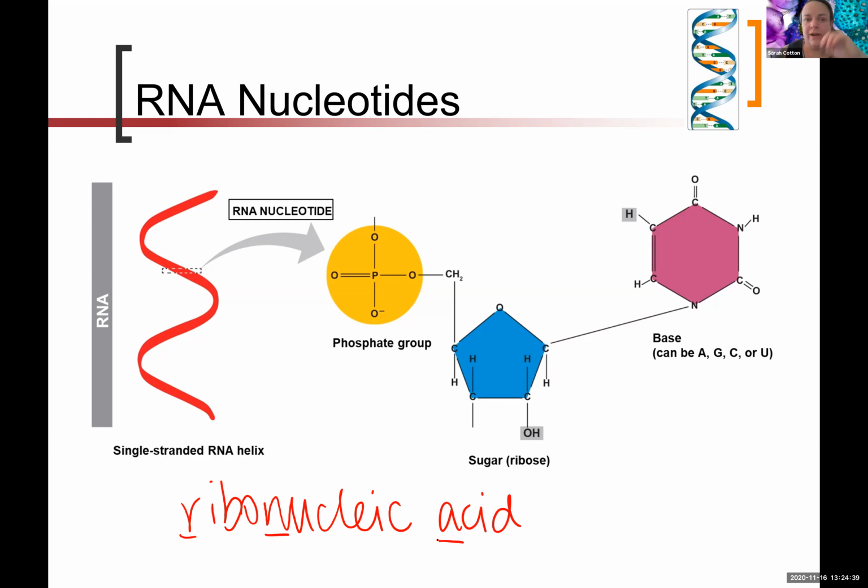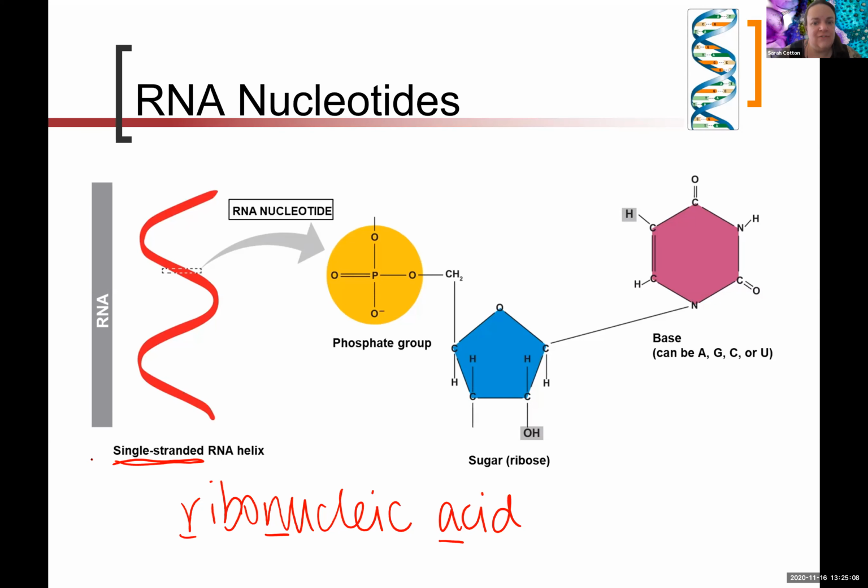Okay, RNA. How is RNA different from DNA? There are several ways. One significant way is that RNA is single-stranded. So DNA, recall, spends most of its time in a double helix, right? RNA does not. RNA is typically single-stranded. So that's one difference.